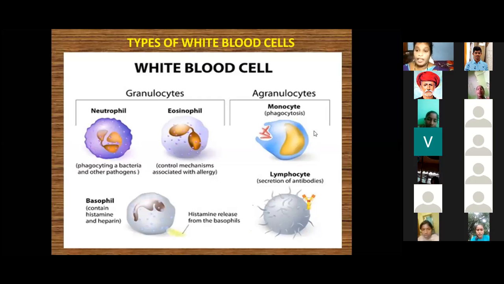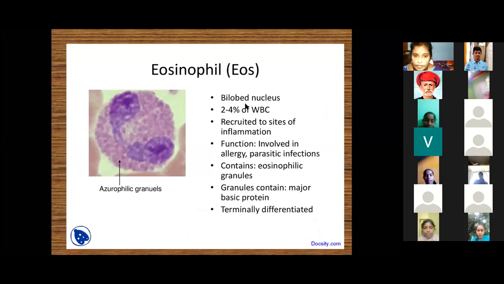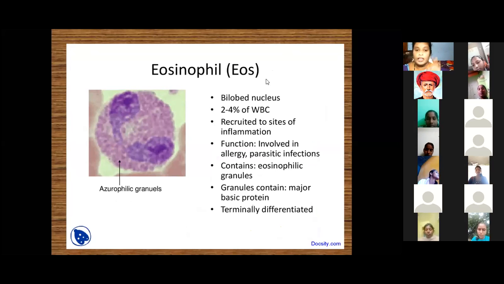Okay, I am going to explain the eosinophil. These are all kinds of granulocytes. Eosinophils are one kind of granulocyte. See, all eosinophils are inside the WBC.